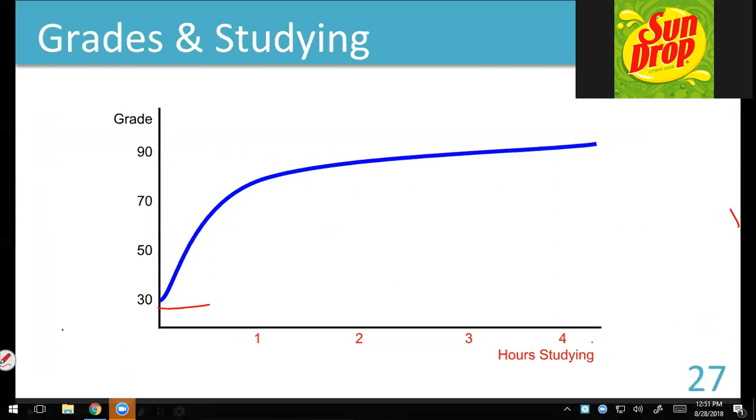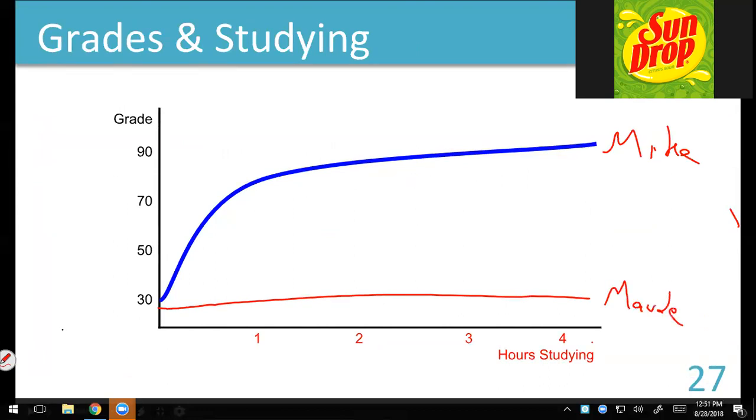Let's see. Who's a better student? Who's this? Mike. And Maud. I don't know, I'm running out of M names. Oh, I could have done a Matthew, right? Oh, no, we had a Matt, so okay. I need another M name. Maud. Who's the better student? Maud is obviously. Hashtag sarcasm, right?